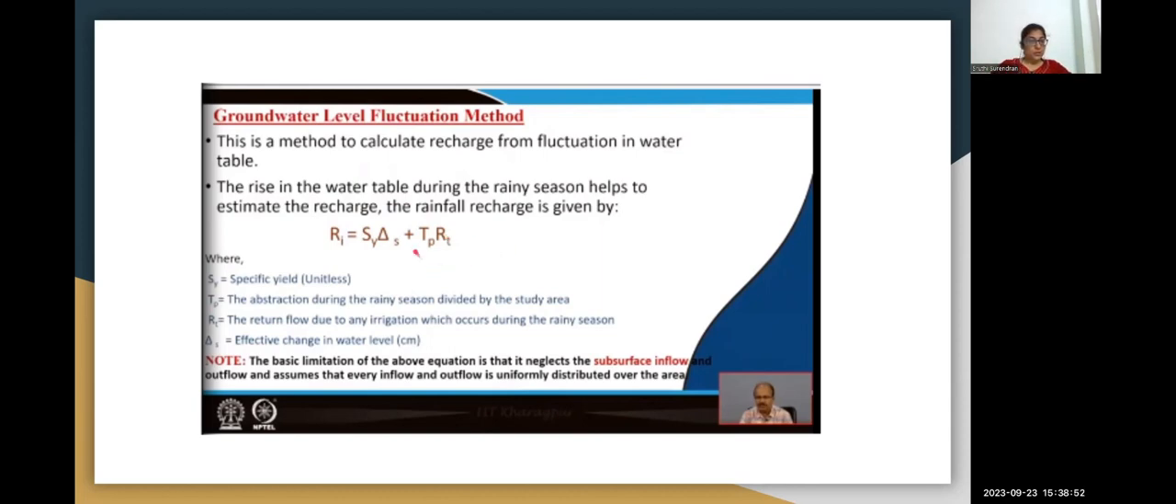Specifically, we know the change in storage. The abstractions means water that is being extracted during the rainy season. That is what they mean by abstractions during the rainy season. And return flow, as they have mentioned here, is when there's any irrigation occurring during the rainy season, that will be considered under return flow. So this is one method of computing the recharge of groundwater.